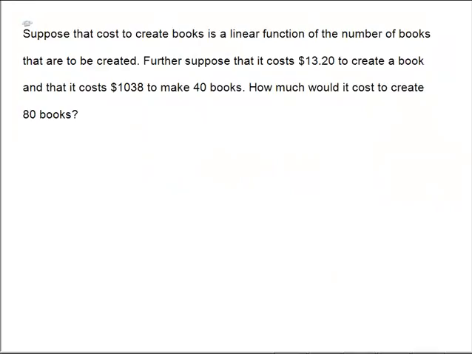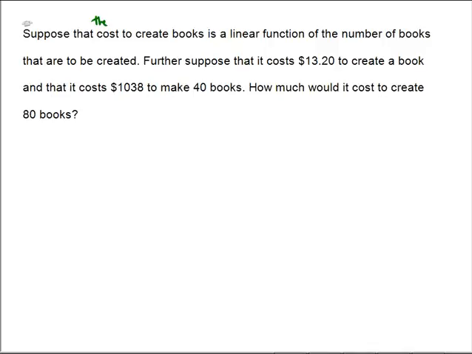Try this one. Suppose that the cost to create books is a linear function of the number of books that are to be created. Further, suppose that it costs $13.20 to create a book, and that it costs $1,038 to make 40 books. How much would it cost to create 80 books?